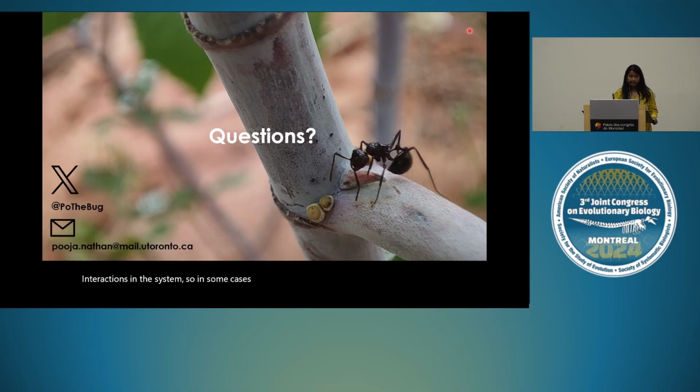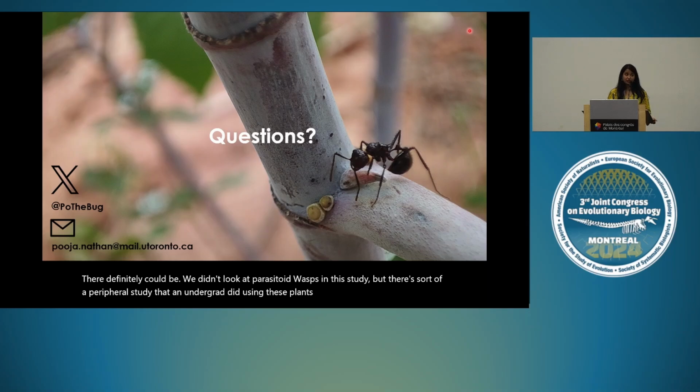There definitely could be. We didn't look at parasitoid wasps in this study, but there's a peripheral study that an undergrad did using these plants, and he tried inducing responses by damaging it to different extents, and he found that it didn't matter. We think this might be because this was a greenhouse experiment and the volatiles just spread evenly everywhere and induced everyone. So it's definitely possible, but I don't know if it happened in this study.